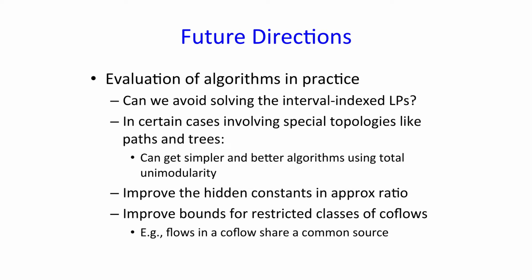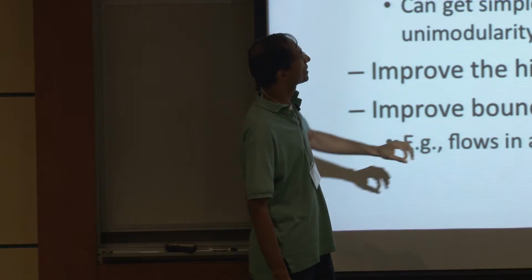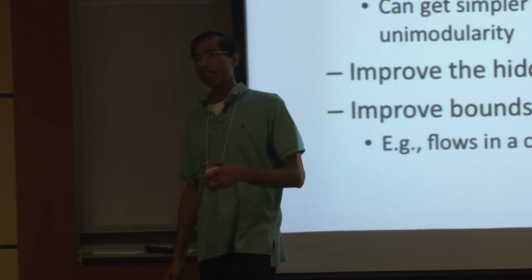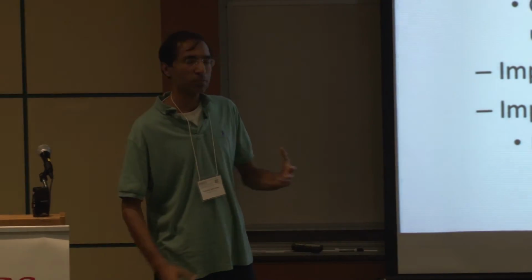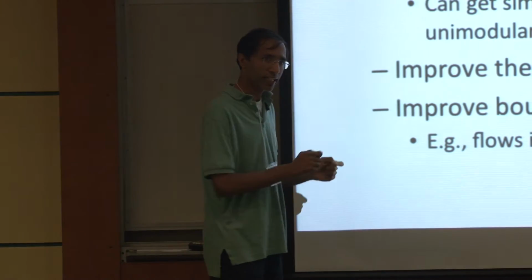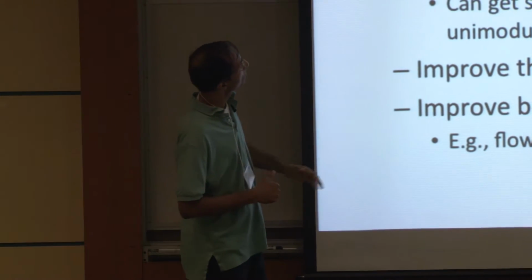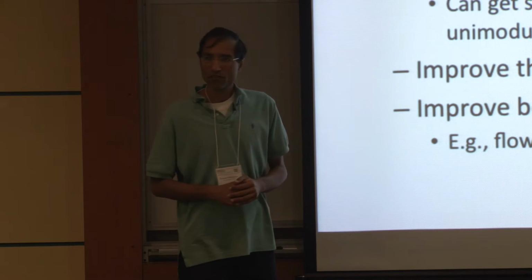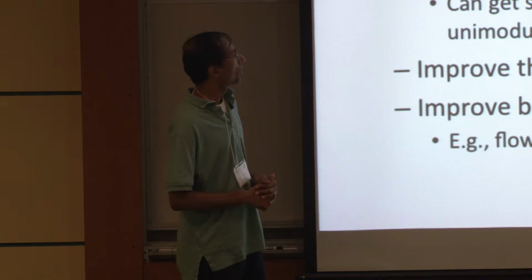The one question we have discussed a lot is, can we avoid solving the time interval indexed LP, or can we do something else? And we have spent time thinking about special topologies like trees, which might capture aspects of data center networks. In some cases, we can certainly get simpler and better algorithms, invoking some results about what the LP looks like. And in some cases, we can even get optimal algorithms, but so far not for the general case we're looking at.